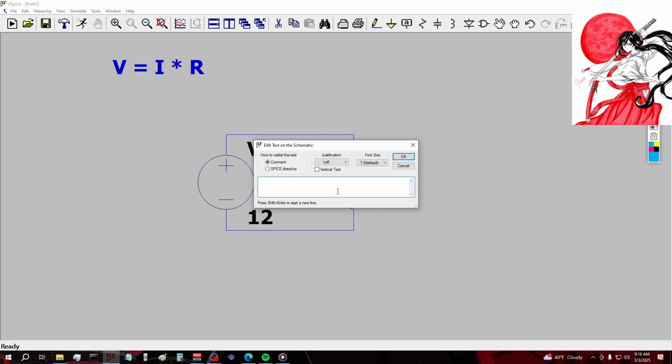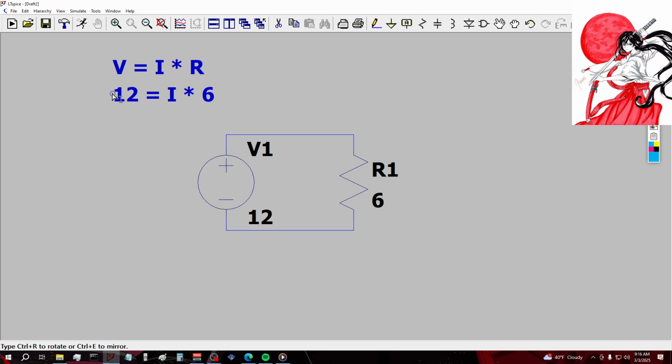So let's do that real quick. So we're gonna have 12 equals I times 6, right? Now, if you know anything about basic algebra, we want to solve for I here, because I is the unknown variable. So what we can do is use basic algebra, and we can divide 6 on both sides. This will give us a 1. I times 1 is just I. And then we're going to divide right here. 12 divided by 6, that's 2. So let's write that information down.